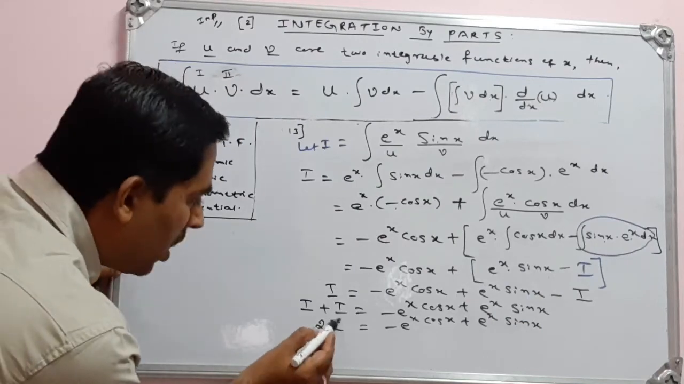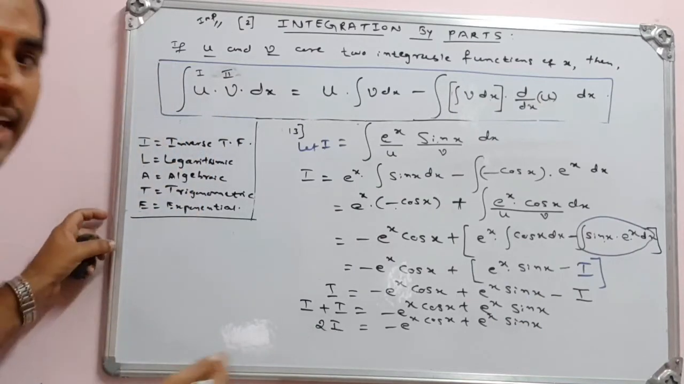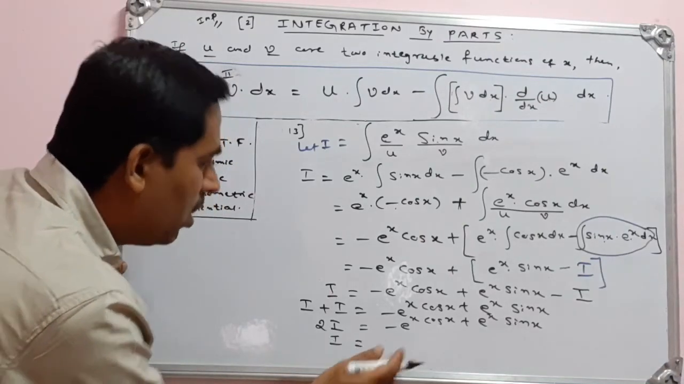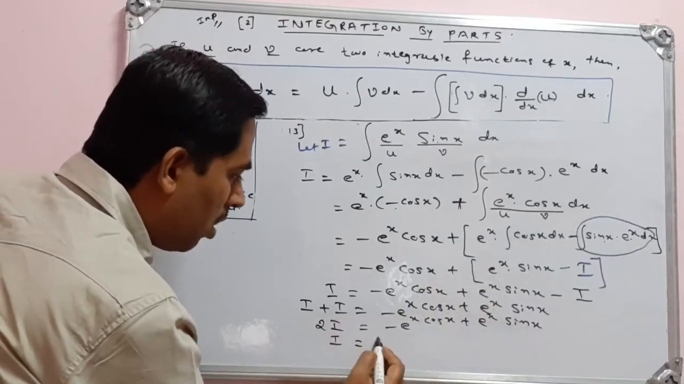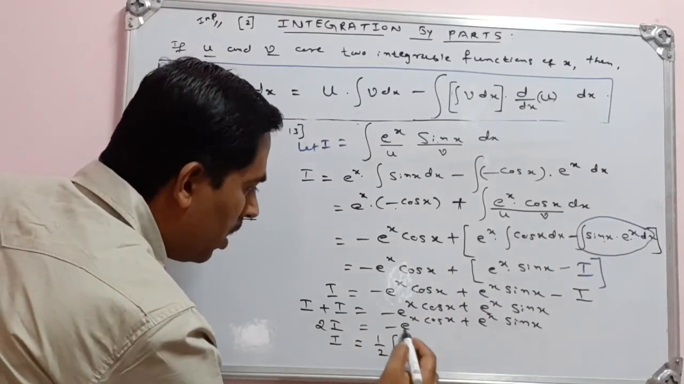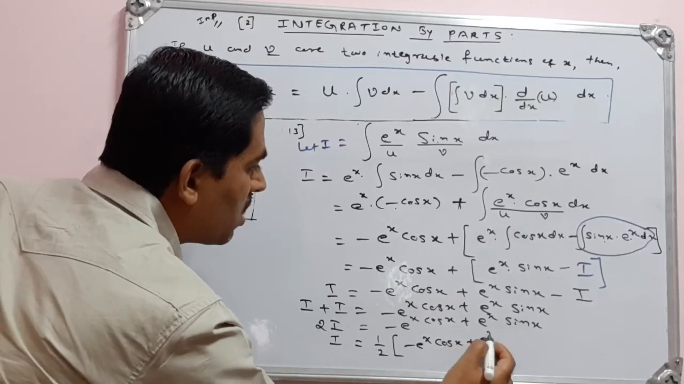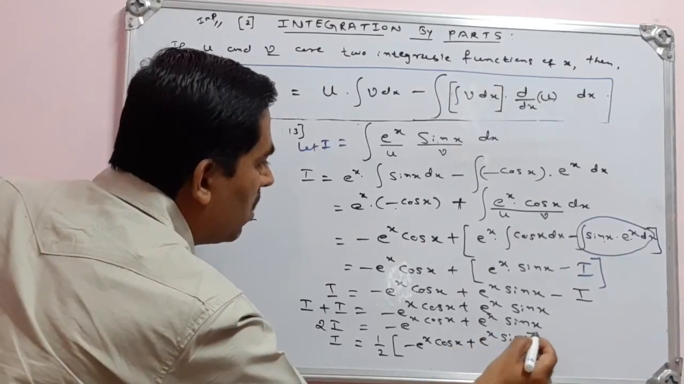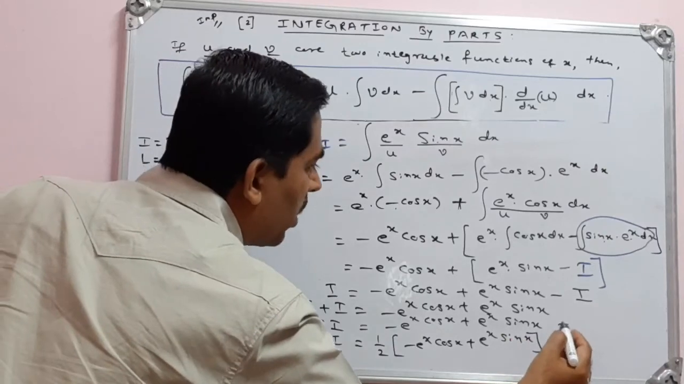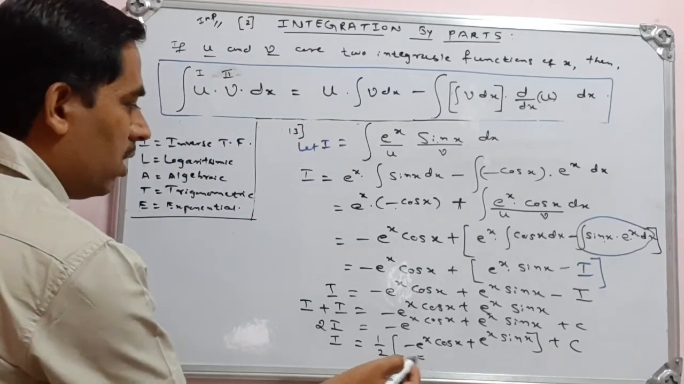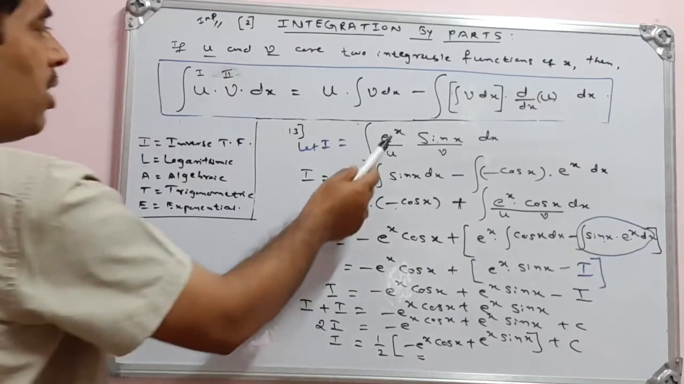Then we want this I, we want to find the integral. So my integral will be I is equal to this thing divided by 2, or I will write half into this: minus e to the power of x cos x plus e to the power of x sin x, plus the constant of integration. I can write this constant of integration here. So this is our required integral for e to the power of x sin x.